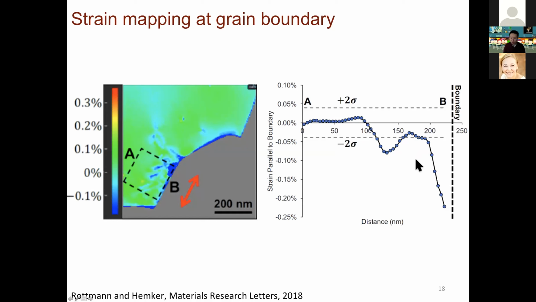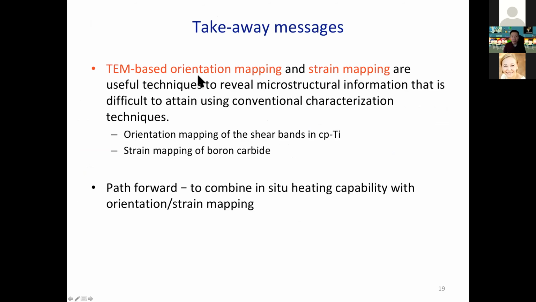Another thing I'd like to draw attention to is, if you look at the shape, as I mentioned, it's like an exponential shape. Using the elastic theory, that agrees with that as well. So there's only one takeaway message from my presentation. I hope through my presentation, I have demonstrated through two examples, one is titanium, another is boron carbide, that TEM-based orientation mapping and strain mapping are very powerful techniques to reveal microstructure, which was impossible or nearly impossible to reveal using conventional characterization techniques.